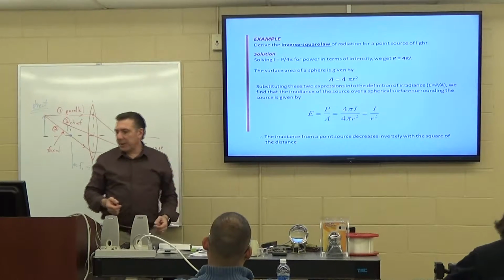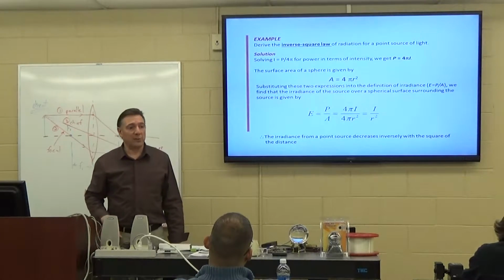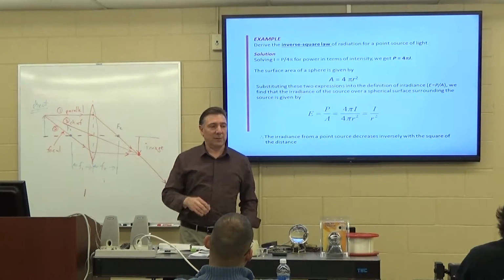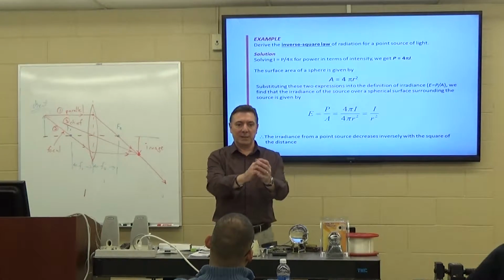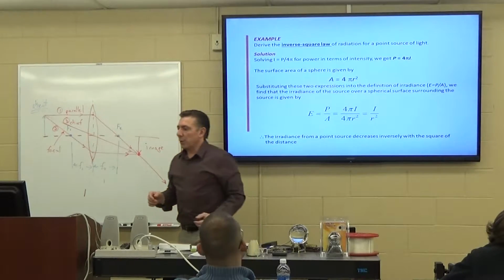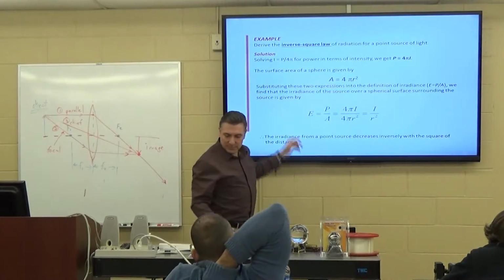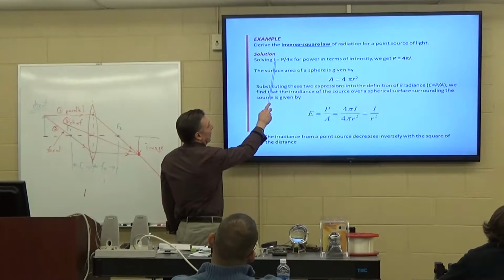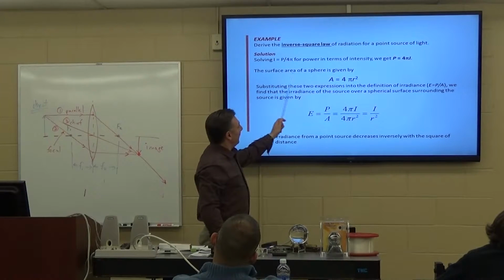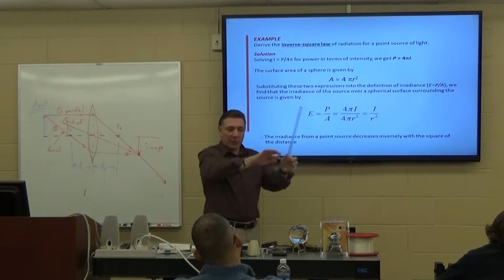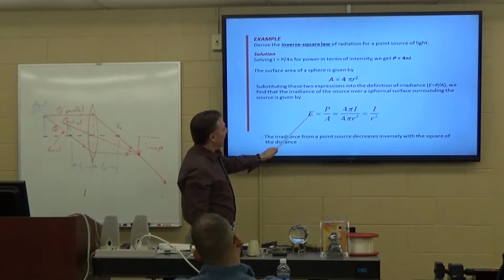So in this example here, we're going to derive the inverse square law of radiation for a point source of light. A point source of light, again, is one of those fictitious physics ideal cases where you have an infinitely small source of light that's giving off light equally in all directions. So solving this, the inverse square law, if we take our equation, intensity is equal to power divided by 4 pi for a sphere. The surface area of a sphere is given by 4 pi r squared. So if we know what the surface area is, we can substitute that into the irradiance equation.